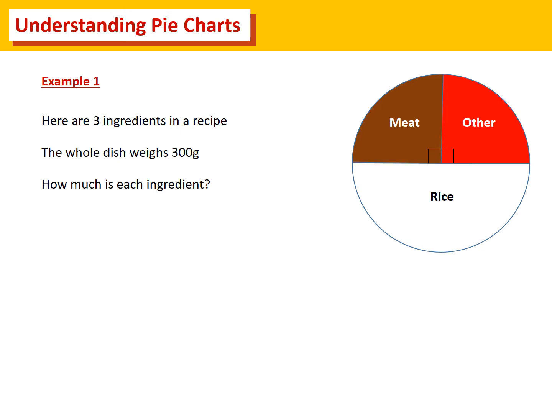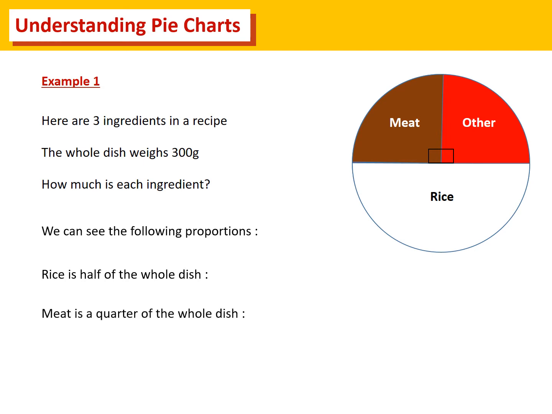So here's our first example, the 3 ingredients in a recipe. And we're being asked for how much is each ingredient. Well, from the pie chart, we can see the following proportions. Rice is half of the whole dish, meat is a quarter of the whole dish, and other ingredients a quarter of the whole dish.